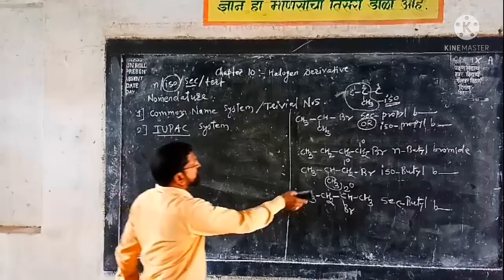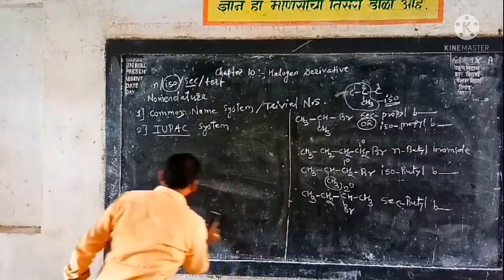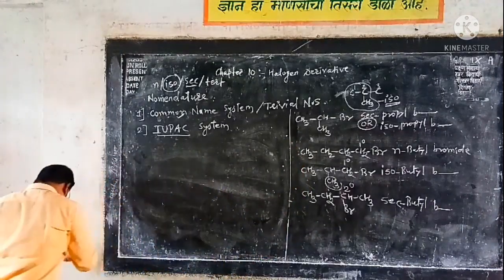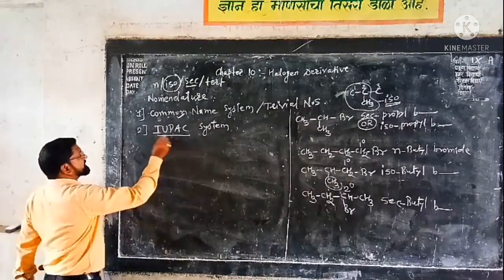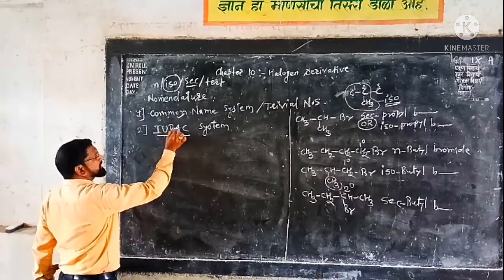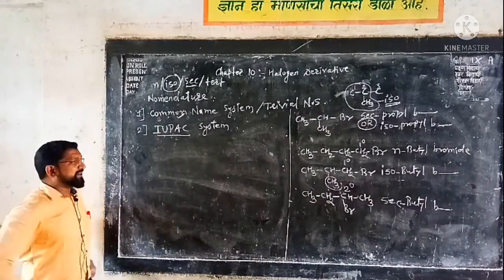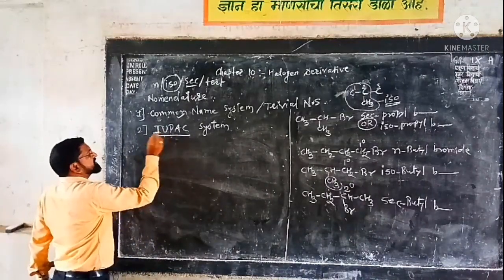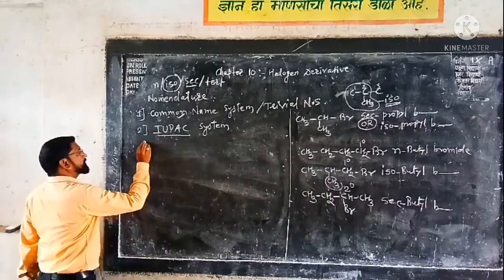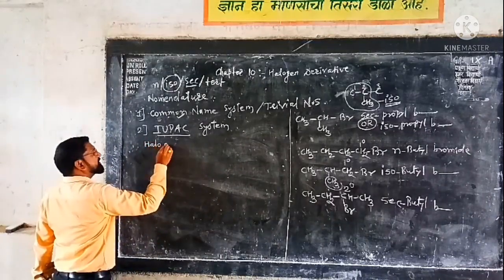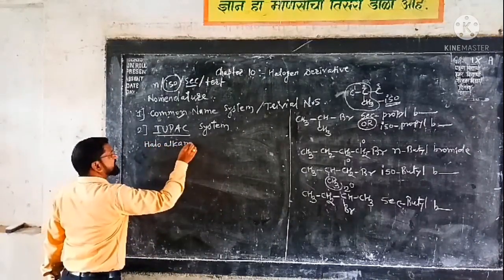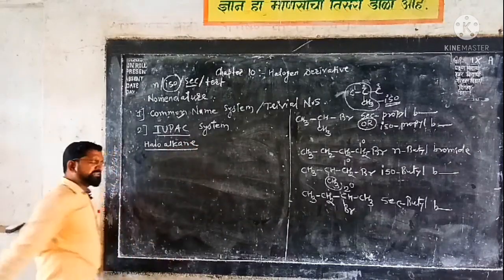So you have to keep in mind some rules. Which name? IUPAC name. IUPAC, International Union of Pure and Applied Chemistry. So while writing the IUPAC name suggested by IUPAC, you have to write what? Haloalkane. Which alkane? Haloalkane. Very simple.